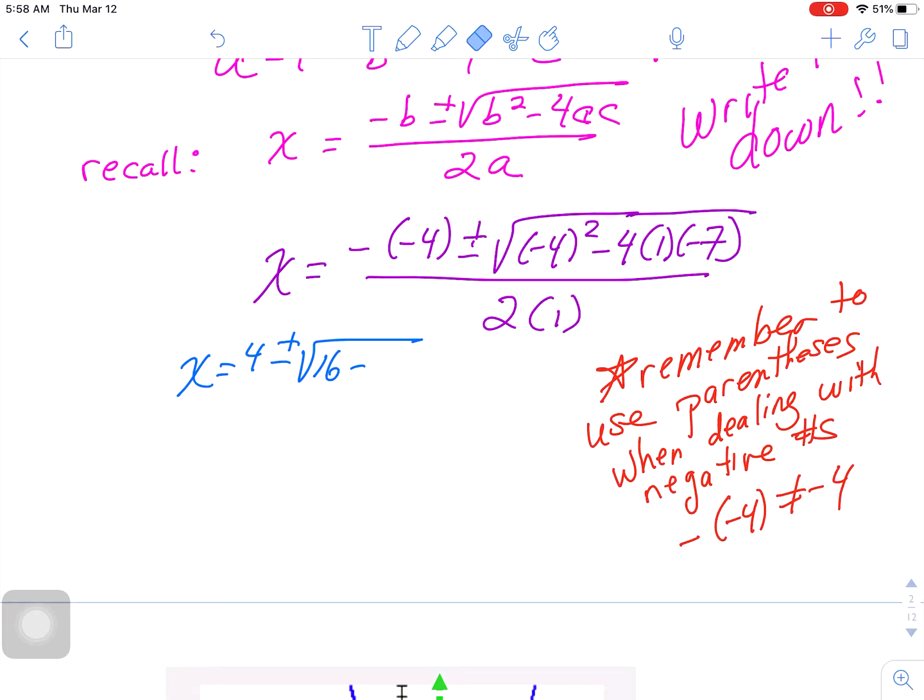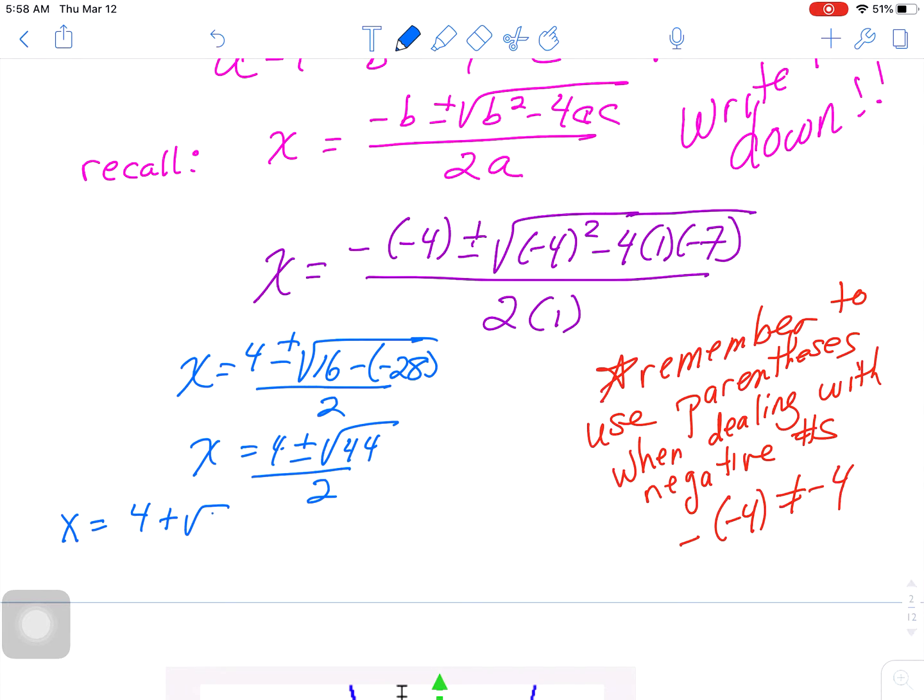Minus -28, all over 2. So x equals 4 plus or minus the square root of 44 over 2. Okay, and we're going to break that up. And we've got x equals 4 plus the square root of 44 over 2, and x equals 4 minus the square root of 44 over 2.